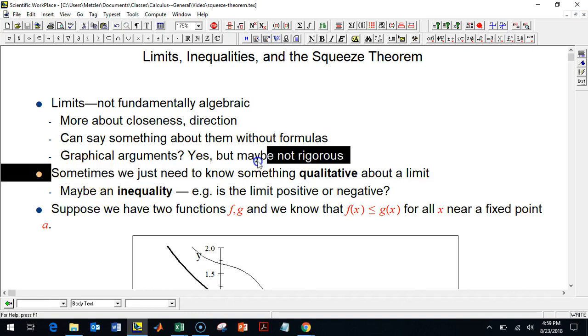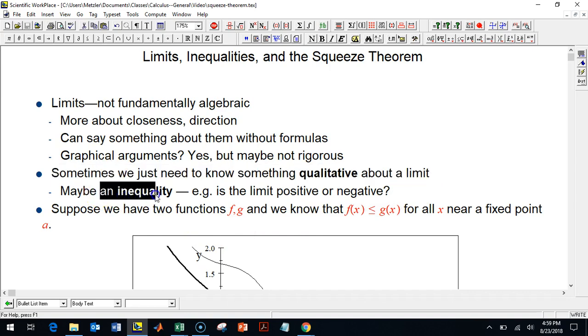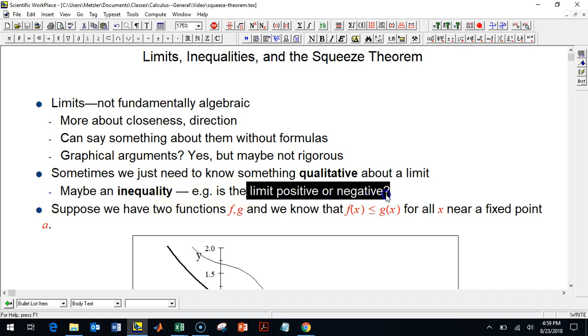Let's look at the situation first where we actually don't need to know precisely what the limit is, but maybe some sort of qualitative information. In particular, we'd like to have some sort of inequality. And that's something that usually in the curriculum we don't say nearly enough about how valuable inequalities are, but they really are helpful. So for example, is the limit of some function just positive or negative? Am I going to end up with positive cash flow or negative cash flow? Or, is the aircraft going to end up above the ground or smashing into the ground? It's pretty important.